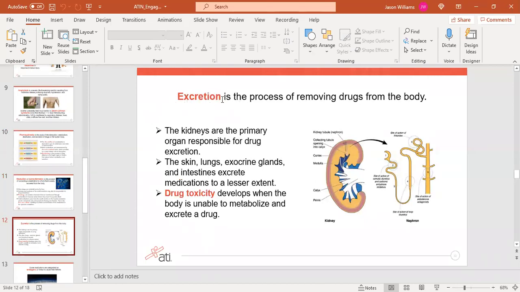And it's just talking about excretion. Excretion is the process of removing drugs from the body. And this is what I was going to talk about in pause. The kidneys are the primary organ responsible for drug excretion, meaning that this is the way the drug actually exits the body.